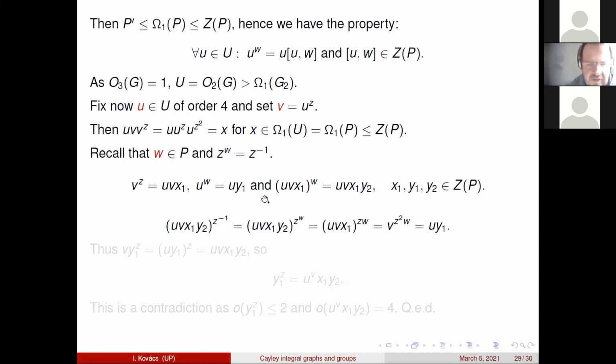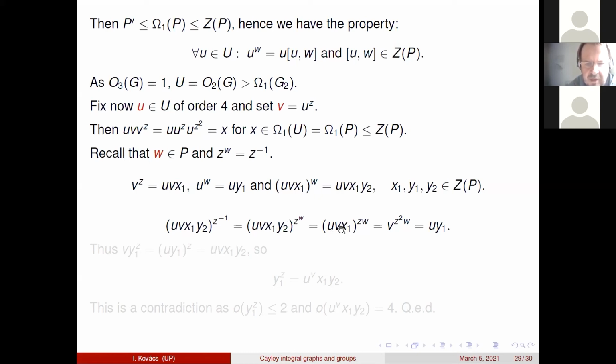Using this, we can compute the following. If you take U times V times X1 times Y times Z to the minus 1, let's compute this, and let's use the fact that Z to the minus 1 is the same as the conjugate Z to the W. Now you can apply V inverse here, and you apply V inverse here, and you will get this element from that equation. So this is what you have here.